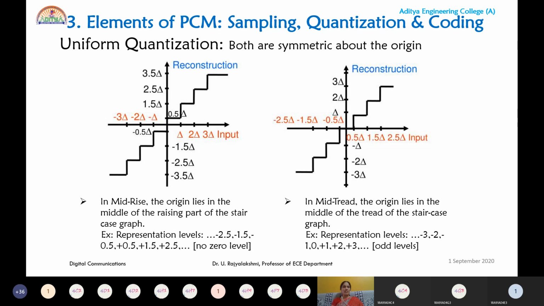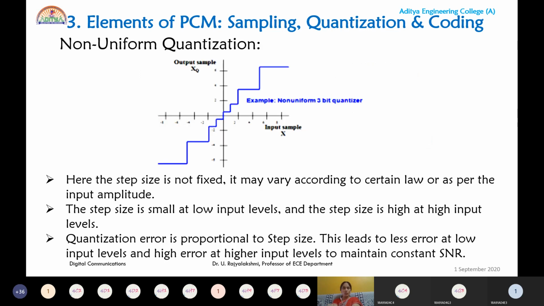Okay, so this is about the classification of uniform quantization, and next we discuss non-uniform quantization. So what is non-uniform quantization? Here we have a variable step size. Always remember that quantization error is generally proportional to the step size.